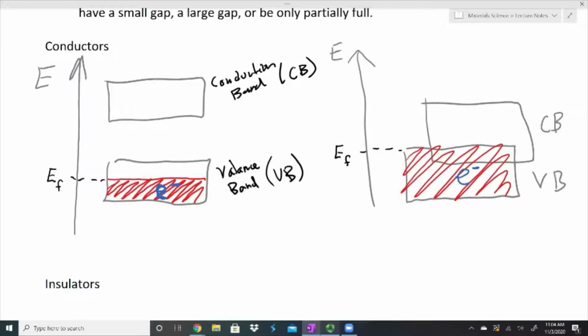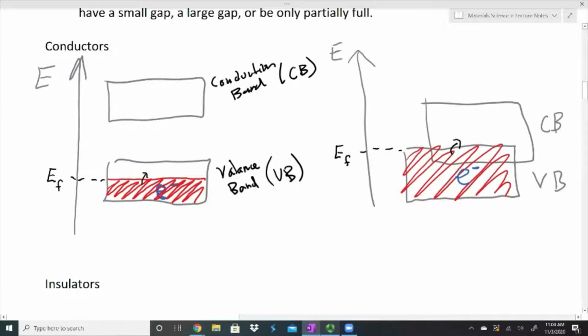But if I do add just a small amount of energy, and it can be ever so small, what's going to happen is an electron can get promoted into this empty space. And in this picture on the right, an electron from the valence band can go to the conduction band. Once it's in that empty space, it is free to move. And the reason that it's free to move is because it's no longer at that low energy state. It's not just bound where it was at the very, very beginning.